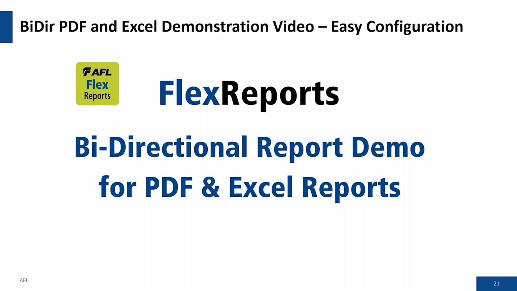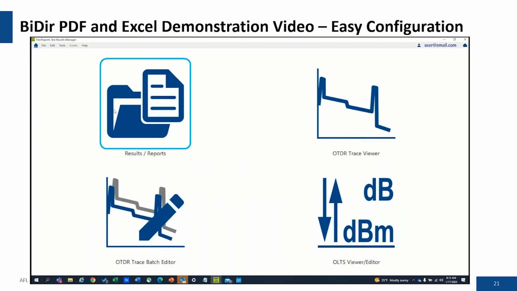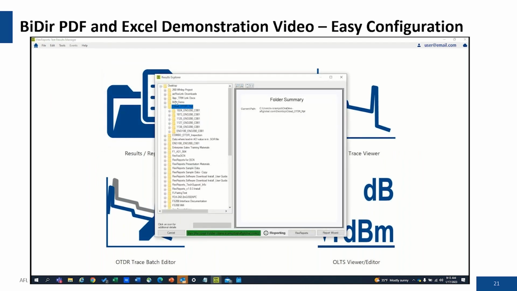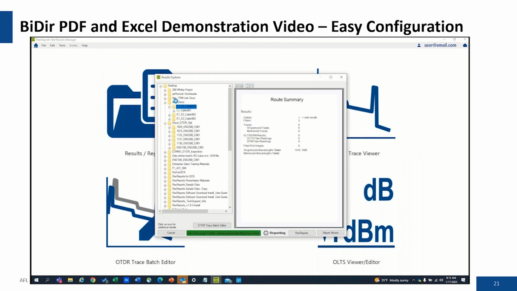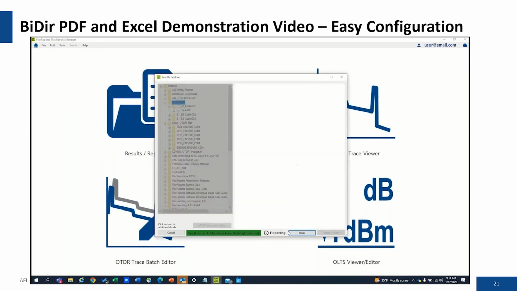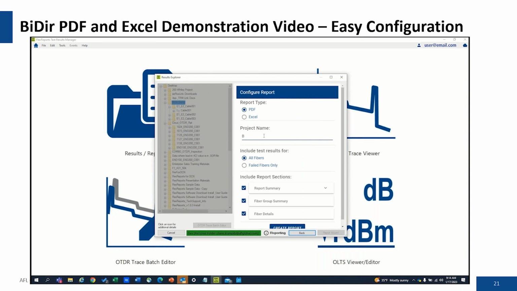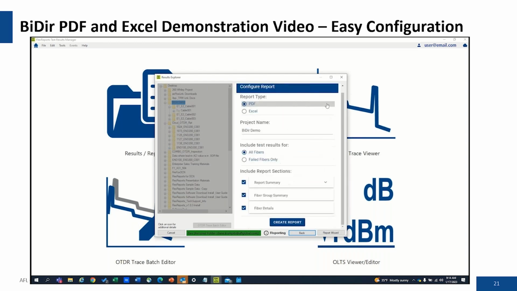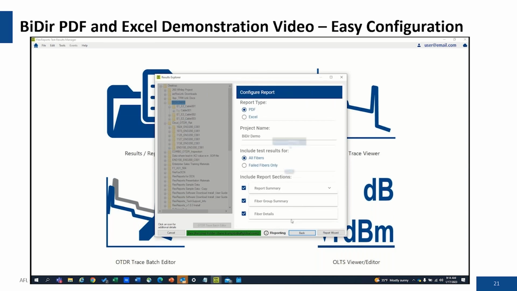So we're going to give you a bi-directional report demo for both the PDF and the Excel reports. It's pretty easy to configure. You just click on your files and navigate up to the job you want to create a report from, and you just click on Flex Reports and it sends the results up to the cloud. It's very easy to configure the report. You can name it. You can put your company information in, right? And then you just click Create Report.